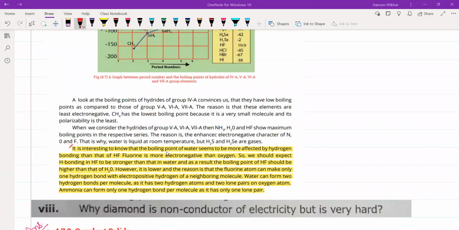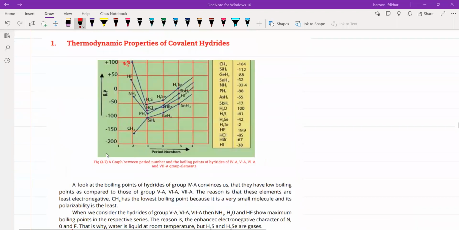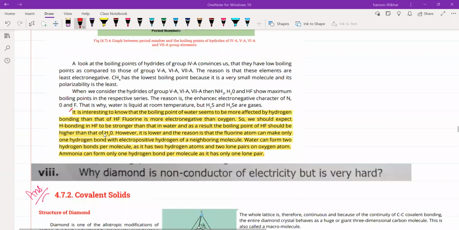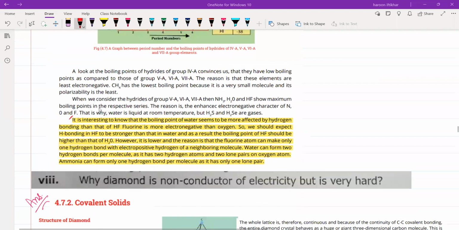It is interesting to note that the boiling point of water seems to be more affected by hydrogen bonding than hydrogen fluoride, because we have two hydrogen bonds in water while one hydrogen bond in hydrogen fluoride. That is why the boiling point of water is greater than HF. This is the complete answer mentioned over here. So you can read the complete topic 4.1.6, thermodynamic properties of covalent hydrides.